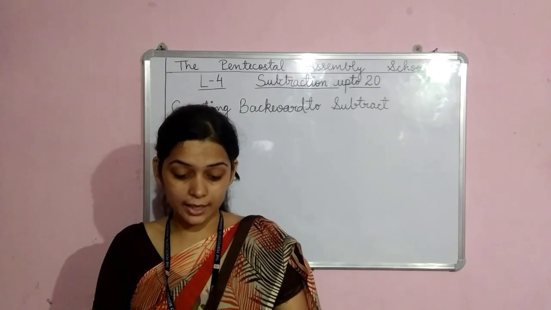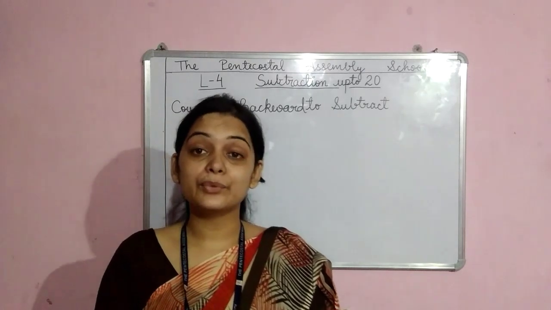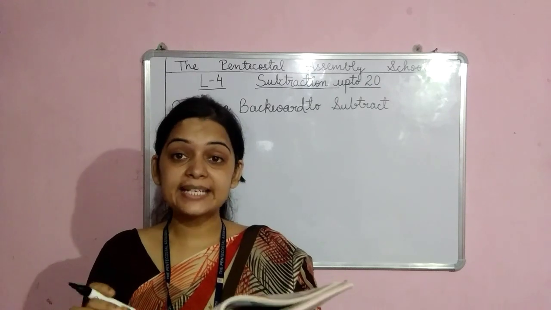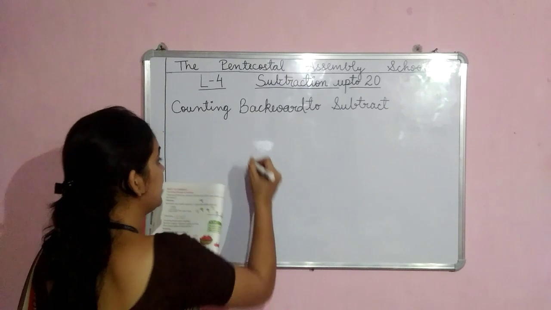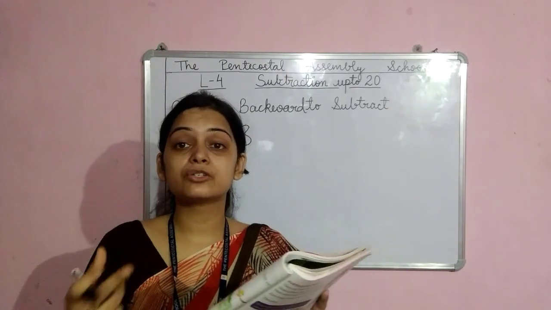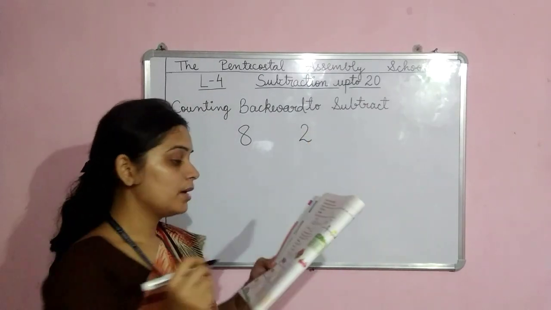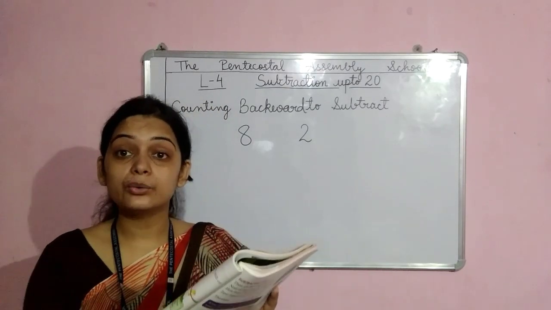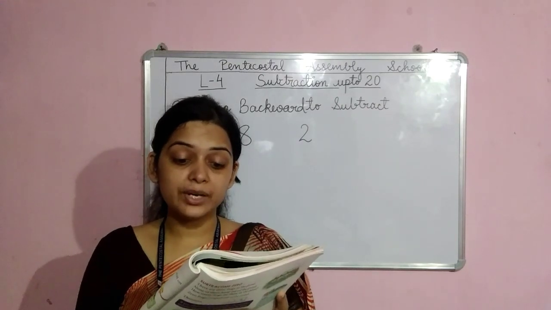Now I'll start counting backward to subtract. So I'm reading a story. Listen to it carefully. Roy has 8 apples. Now he gives 2 apples to Tom. How many apples are left with Roy? Now you have to answer how many apples are left with Roy.